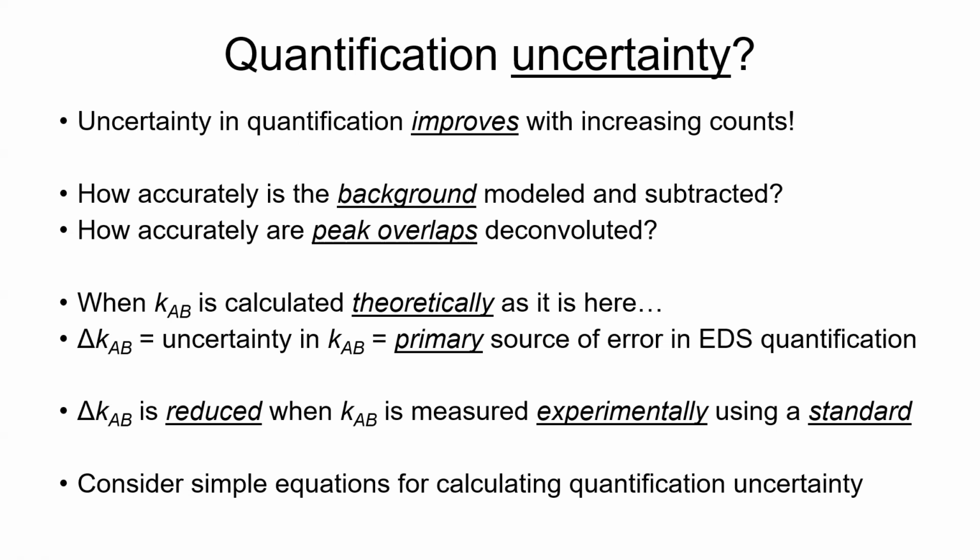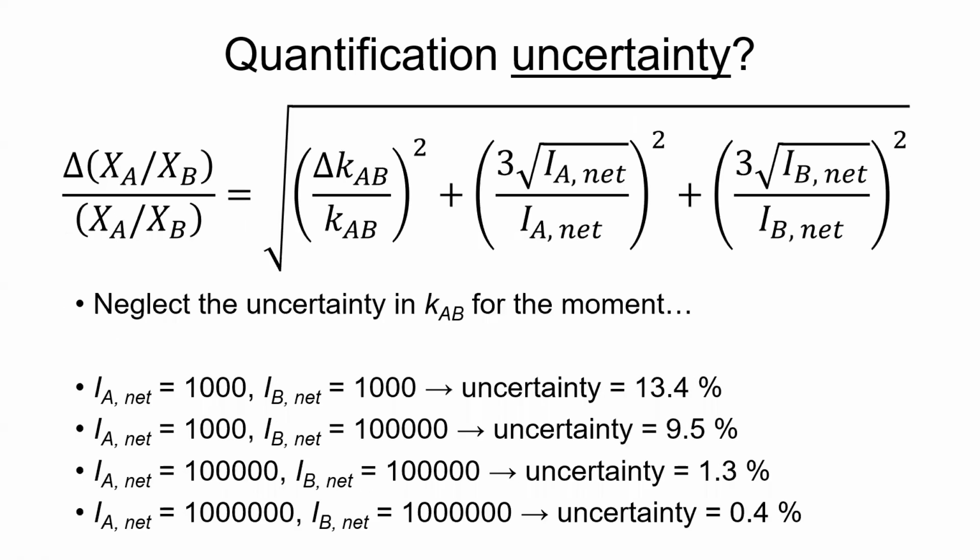You also have to keep in mind that we are calculating the sensitivity factor theoretically from first principles. So in that scenario, the primary source of uncertainty is the uncertainty in the sensitivity factor. You can calculate the sensitivity factors experimentally using a standard, and in that case you will have a reduced uncertainty in the sensitivity factors, but that's not what we're doing here. We're talking about how to do this from first principles when you don't have the ability to use a standard. So we can look at some very simple equations here to give you an idea about what kind of uncertainty we're dealing with.